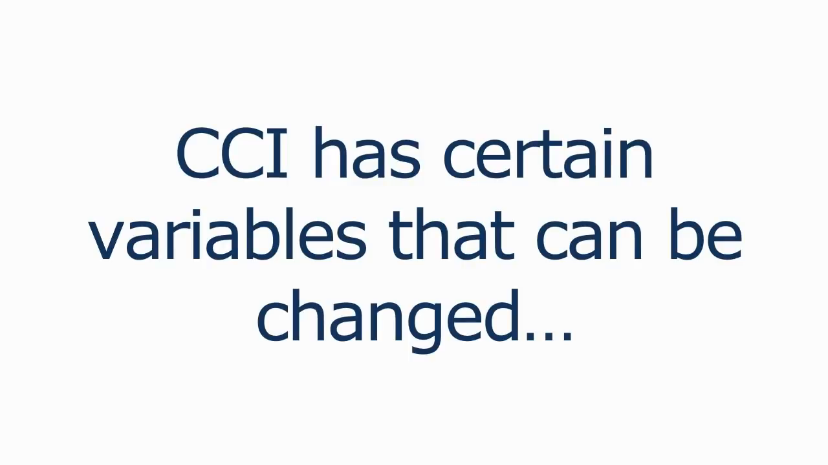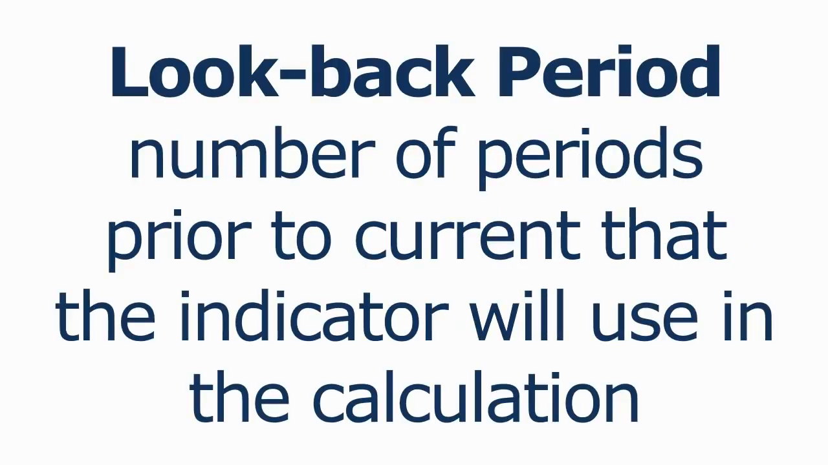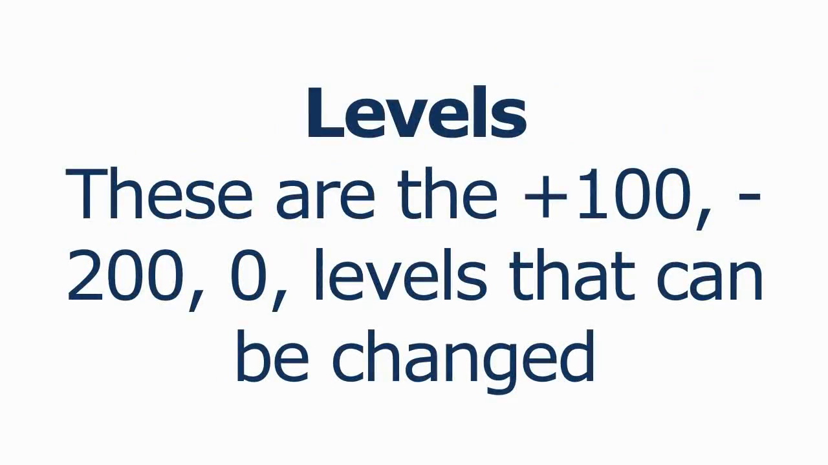And like other trading indicators, the CCI has a few variables that you can change depending on the strategy that you're using. The look back period is usually 14 or 20, and that's the number of periods prior to the current period that the indicator will use in the calculation. And later on, we're going to use the 50 as well. The levels are usually the plus and minus 100, the plus and minus 200, and the zero levels. We already talked about these, and they can be changed depending on the backtesting results of the trader.